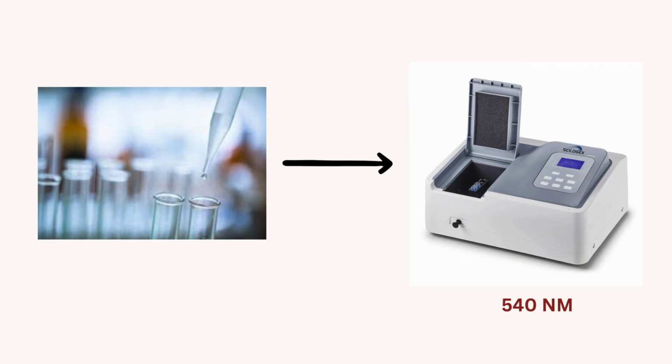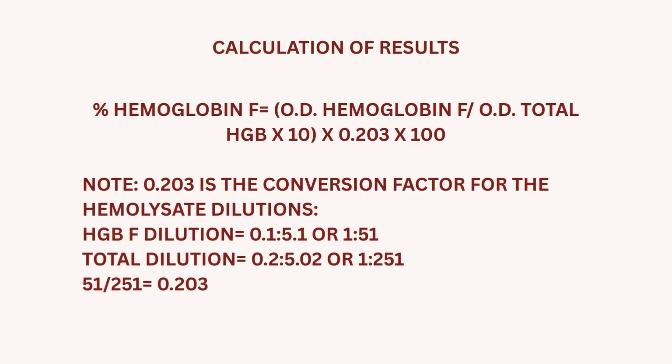Next, transfer the filtrates and total hemoglobin solutions to cuvettes and read in a spectrophotometer at a wavelength of 540 nanometers using distilled water to set the instrument at zero optical density and record all readings. Filter each of the preceding solutions through Whatman filter paper. If the filtrate is not absolutely clear, refilter the solution.